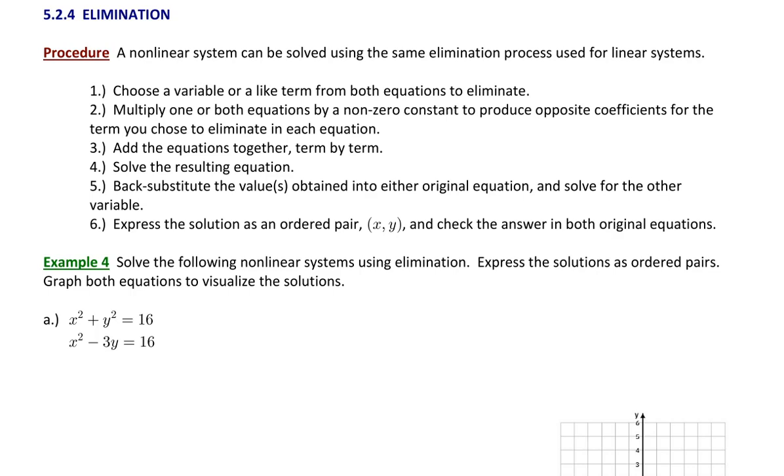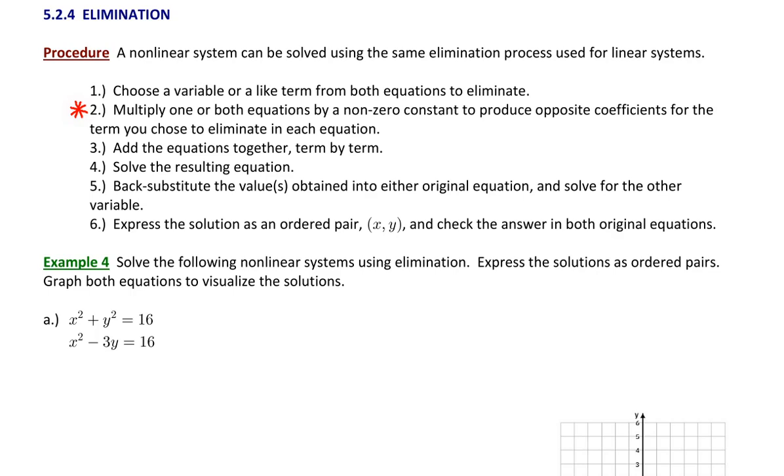Number one, choose a variable or a like term from both equations to eliminate. And then number two, multiply one or both equations by a non-zero constant to produce opposite coefficients for the term you choose to eliminate in each equation. That one requires a little bit of thought, but our goal is to eliminate one term or one variable from both equations. Number three, add the equations together term by term. And this is going to yield a single equation and a single variable.